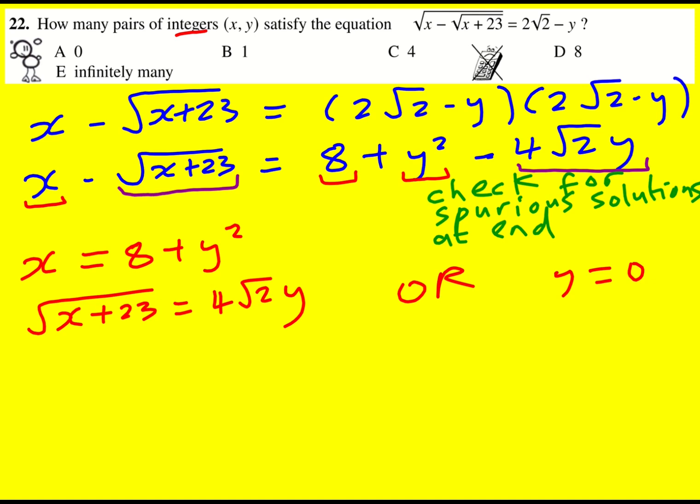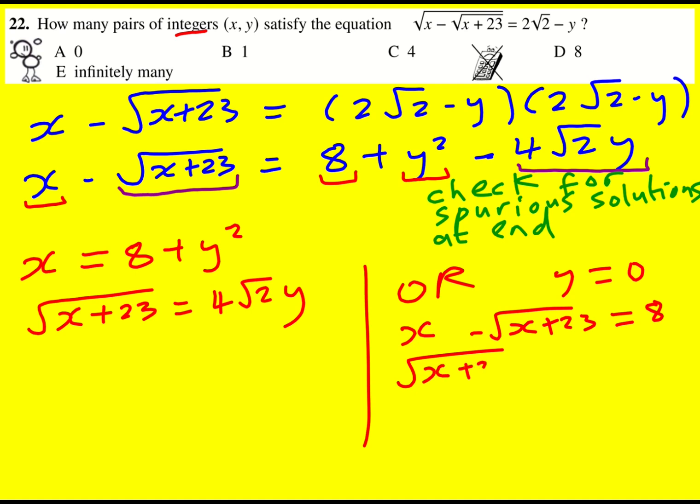And for this, I'm going to return to the original equation. But I do need to separate it into all these cases and do it carefully. So in this scenario, I can just substitute y equals 0 into here. So it's going to be x minus root x plus 23 equals 8. And I've got to try and solve this to see if there's a possible solution where x is an integer. I can do this by rearranging it. So it's going to be root x plus 23 is equal to x minus 8.